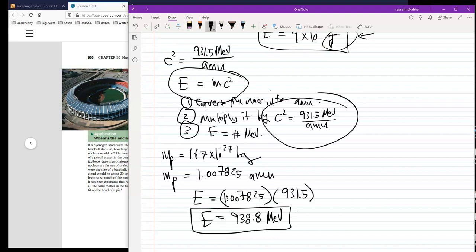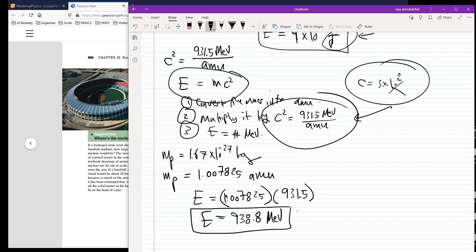You got it? That's how you convert it. So from now on in this chapter, we don't deal with c squared as 3 times 10 to the 8. We don't deal with this at all, okay? We basically deal with this number. Keep that in mind. This is very, very important, okay? All right.